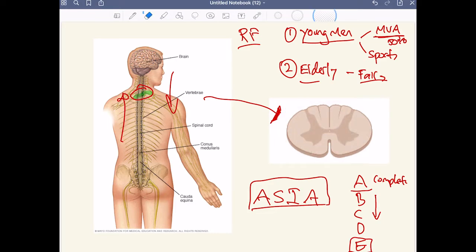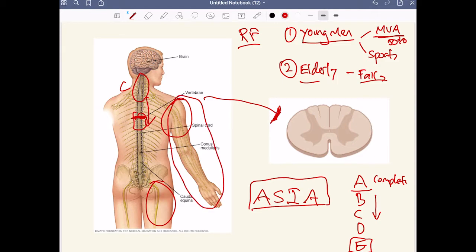The other way we can grade it is just the level of injury. As you would imagine, the higher up the injury, the more debilitating to the body. So cervical injuries, like we can see here, generally result in what we call tetraplegia or quadriplegia, which means you can't move both limbs. As we start to move down into the thoracic region, you may have paraplegia, so you can move and sense the upper limb, but not the lower limb.